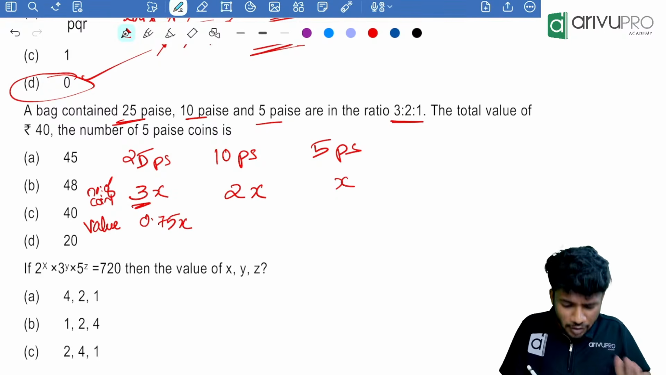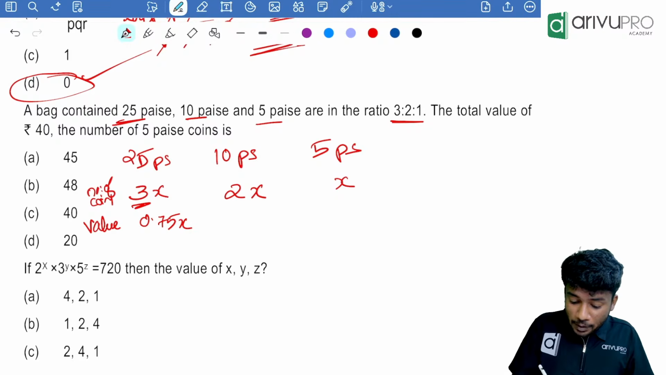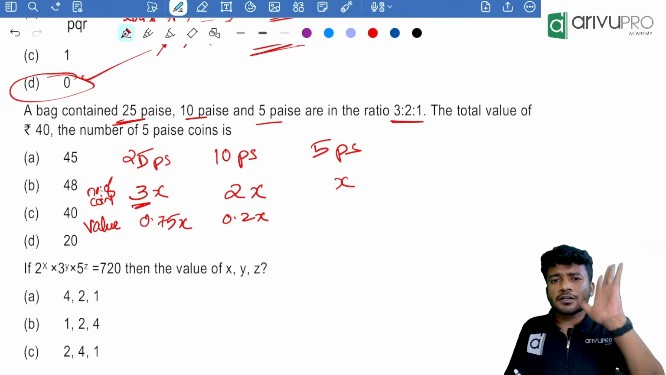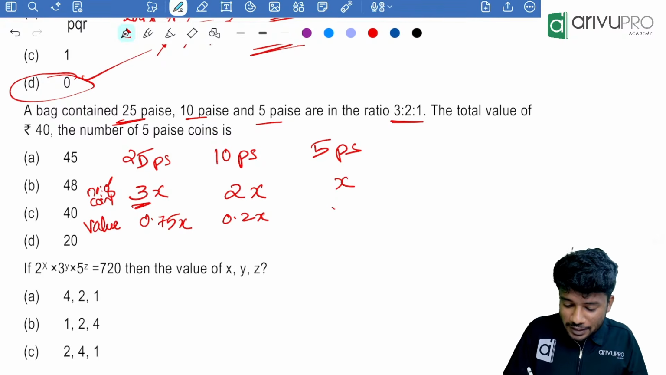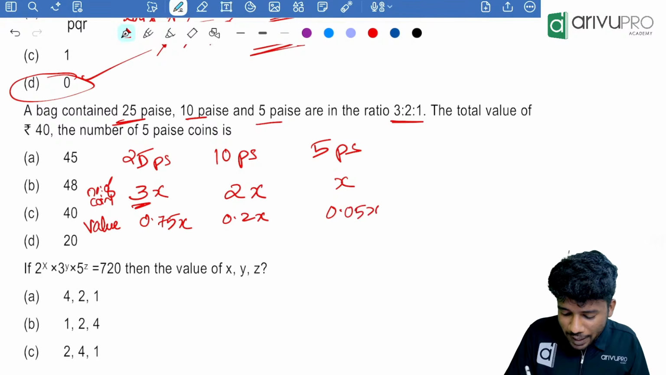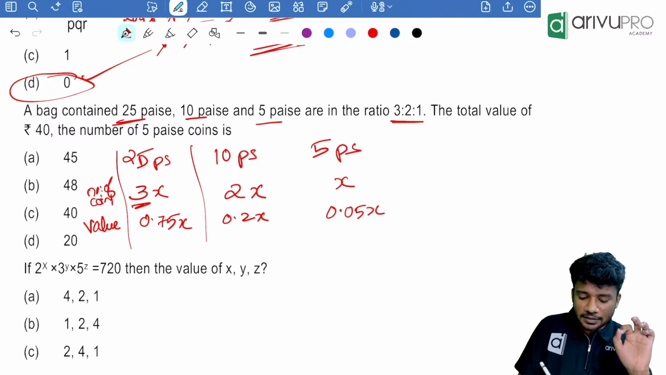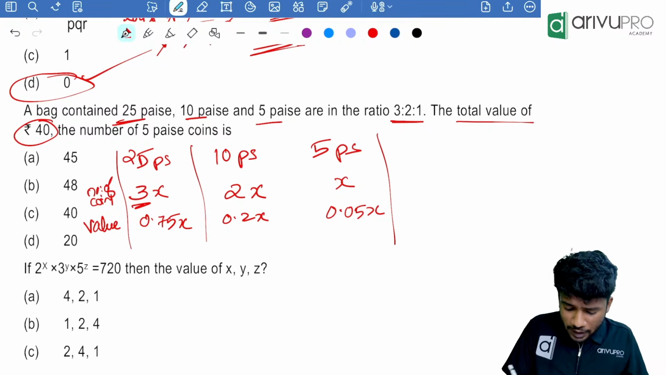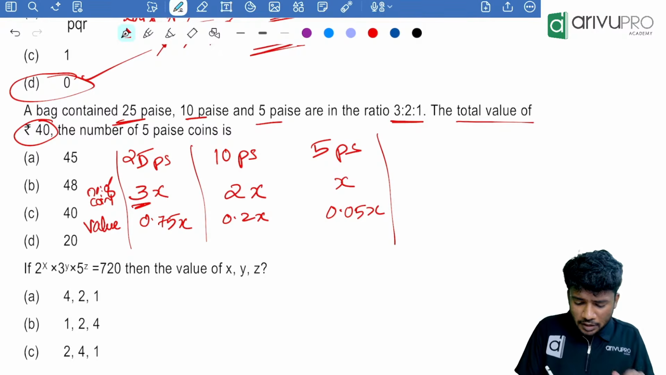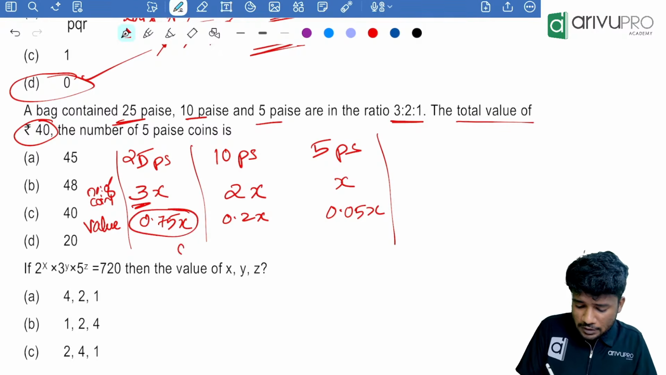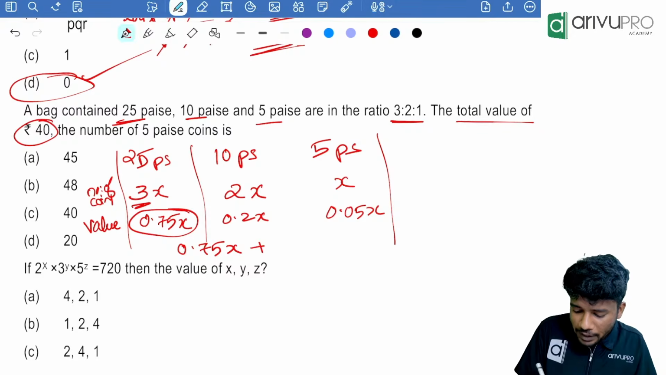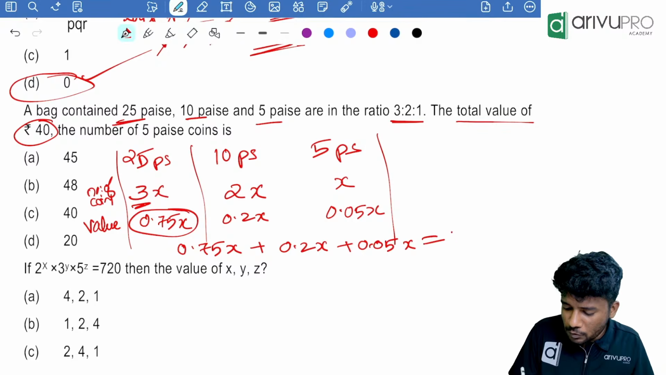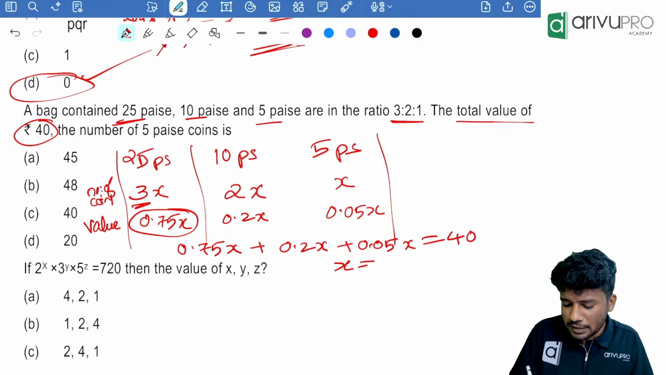Then what is the value of 1 10 paise coin? 0.1 rupees. Correct? So it will become 0.1 into 2x, which is 0.2x. Then what is the value of 1 5 paise coin? 0.05 rupees. So 0.05 into x will become what? 0.05x. That is the value of all these things. Then according to the question, the total value is 40. So I can say that the total value is 0.75 into x plus 0.2 into x plus 0.05 into x, which is equal to how much? 40.